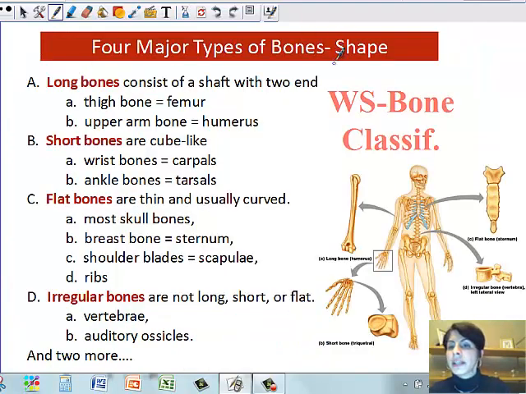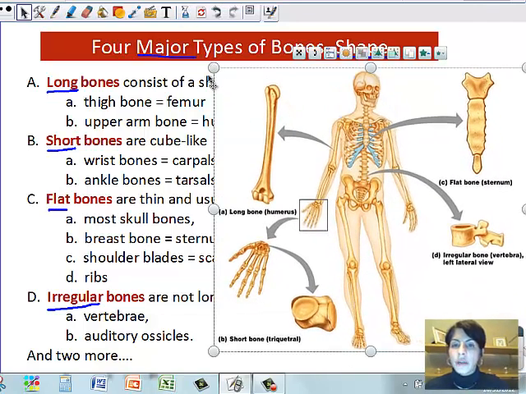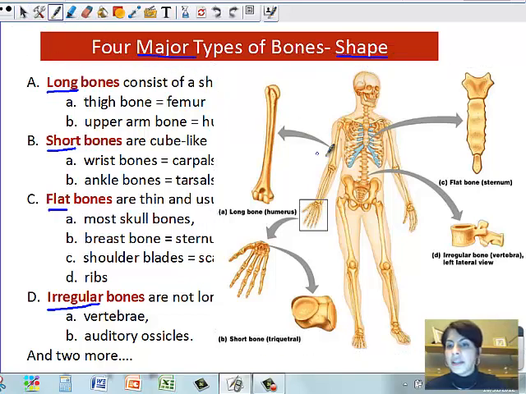Bones can also be classified by their shape. The four major shapes, these are not the only shapes, but the major shapes include long bones, short bones, flat bones, and irregular bones. So what I'm going to do here is if we take a look at this diagram a little bit better, you'll see that long bones are located really in the appendages.